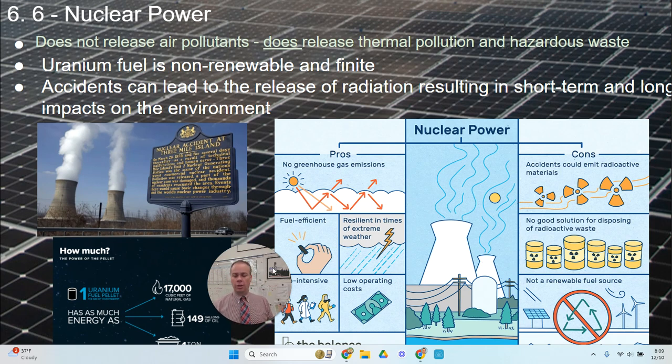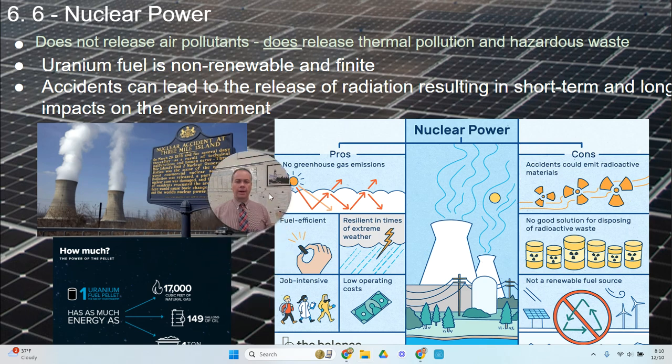Also, the spent fuel and the other lower level waste are hazardous waste that can be dangerous to ecosystems and to human health. This is not considered a renewable source of energy because uranium, the fuel, is not renewable. There's a finite amount of uranium. And there's also the risk of accidents. Accidents can lead to the release of radiation that can result in serious consequences for the environment. We'll talk about some of those accidents in a minute.